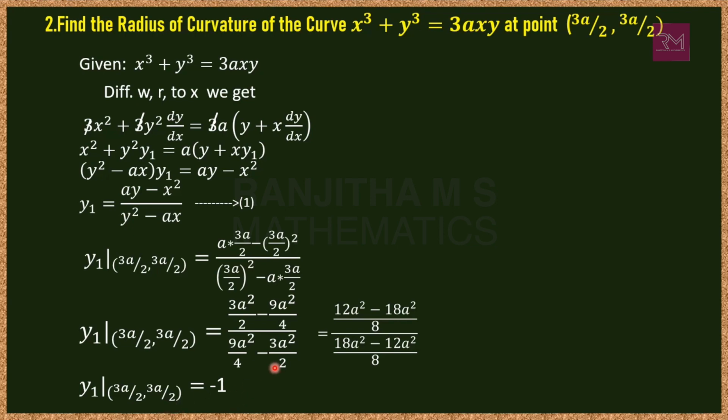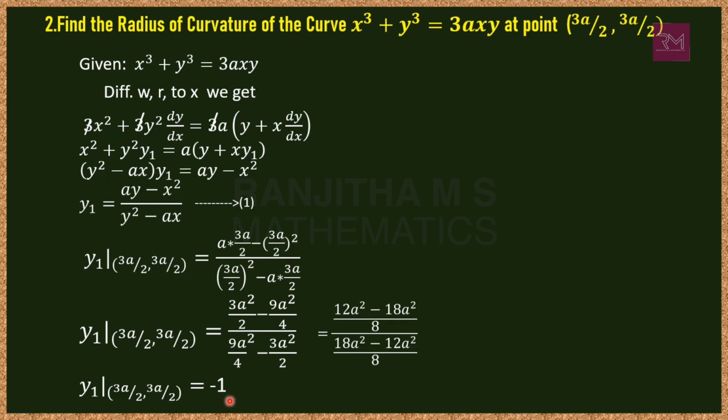This is our y1 value. That is, if we take the LCM and simplify, we get (12a square minus 18a square) divided by 8, divided by (18a square minus 12a square) divided by 8. Here 8 gets cancelled. In the numerator we have 12a square minus 18a square, divided by 18a square minus 12a square. We get the value of y1 as minus 1. This is our y1 value.